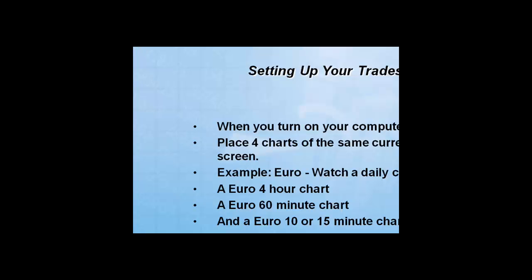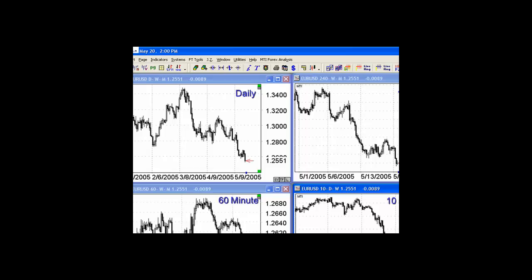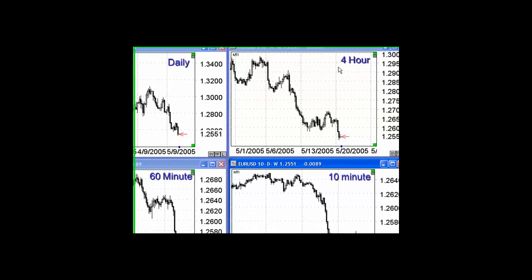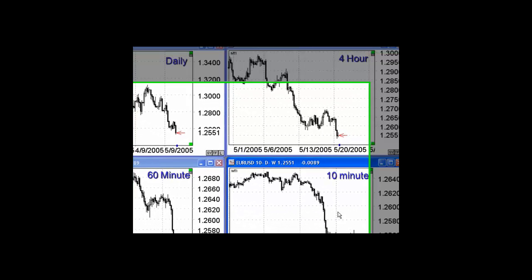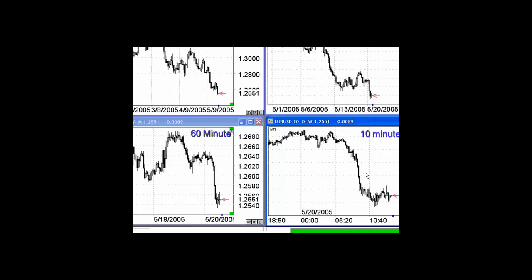Now, when we set up our trade, you want to place 4 charts of the same currency on your screen. Example, we have the euro. You're going to watch the daily chart, the 4-hour chart, the 60-minute chart, and also the 10 or 15-minute charts. And all the charts will be of the same currency. I'm going to show you how to apply this in the live market. And you can see an example here. We open up a chart. We open up a daily, 4-hour, 60, and 10 or 15-minute chart.